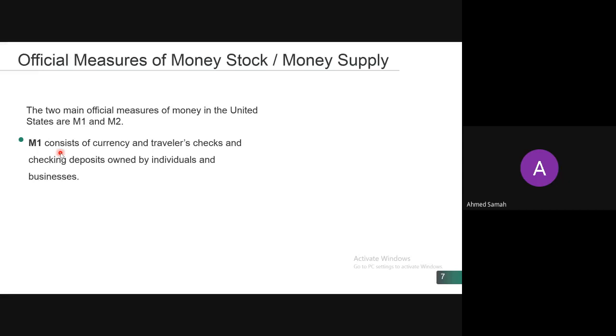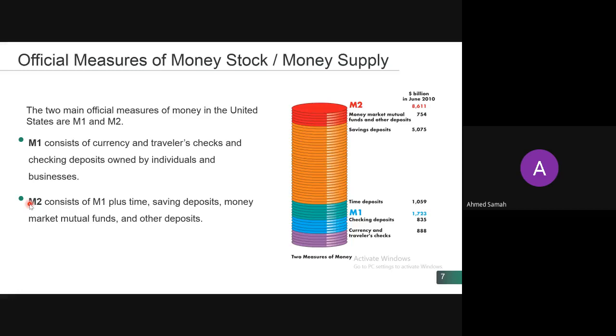Then there is M2, which we call broad money. M2 consists of everything in M1 plus some other forms of deposits which are not as liquid as checking deposits, which include time deposits and saving deposits. Mainly these are not as liquid because you will have to give prior notice to the banks before withdrawing these. So deposits that are less liquid fall under M2, or quasi money. Then money market mutual funds and other deposits also come under this.